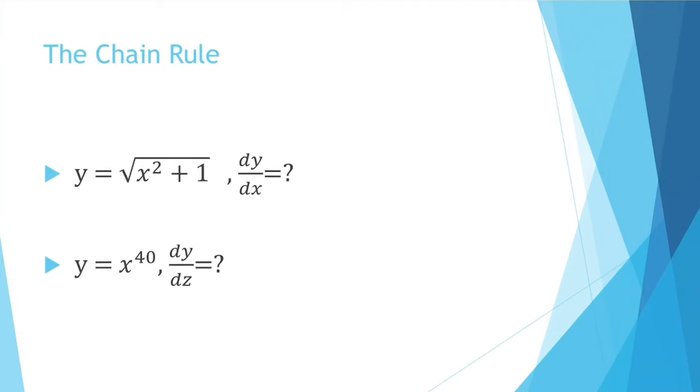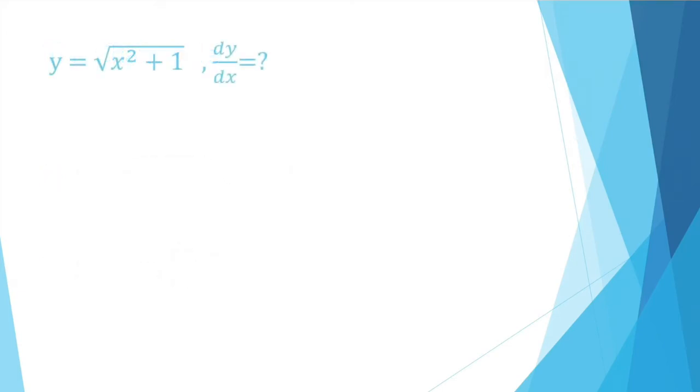Or some other times we're asked to find the derivative of a function with respect to a variable other than our independent variable. In the second case, we're asked to find the derivative of y with respect to z, but my independent variable here is x, not z, so we need to use the chain rule. So let's start with the first example.